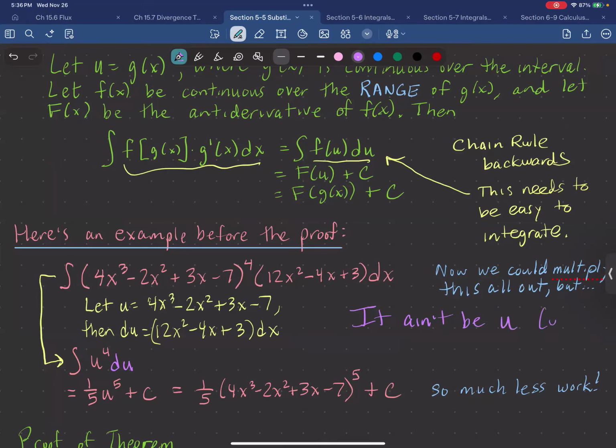And important, the derivative of g of x needs to be present. It has to be present. Notice up here, when I took the derivative of du, I had this. This was present up there. If it's not present, it doesn't work. And sometimes it's not present, but we'll show you how to finesse it.